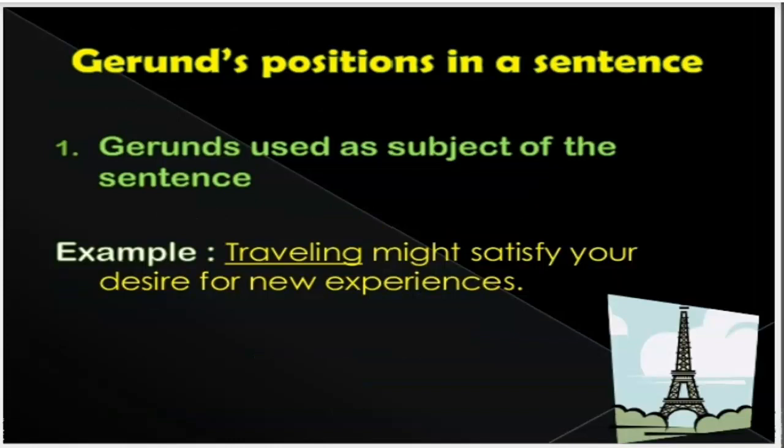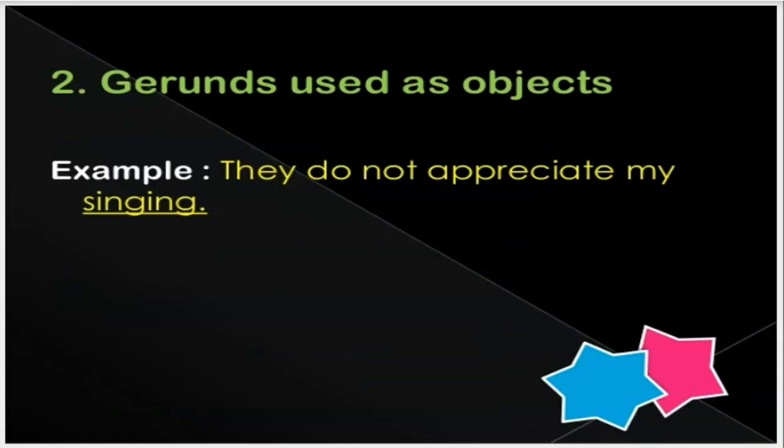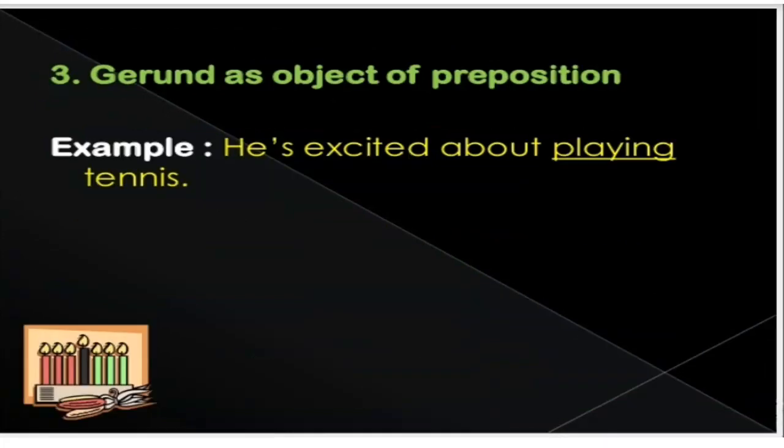Now how to position a gerund in a sentence? It can be used as the subject of the sentence. Traveling might satisfy your desire for new experiences. We find here the gerund traveling is used as the subject of the sentence. Gerunds can be used as objects also. They do not appreciate my singing. Here singing is used as the object, but it is a gerund. So a gerund can be placed as the subject or the object in a sentence.